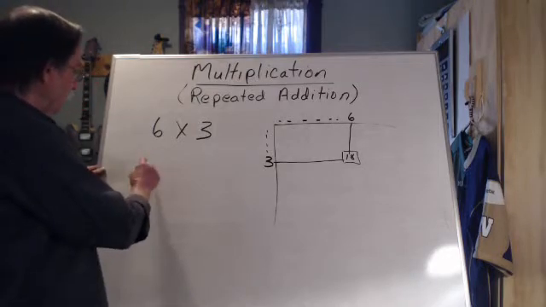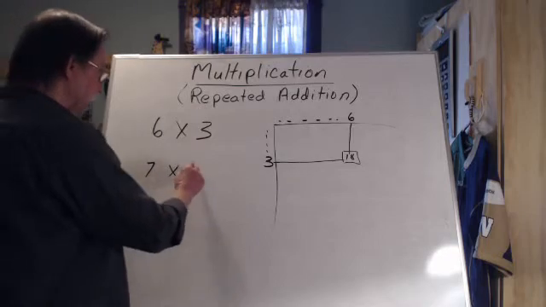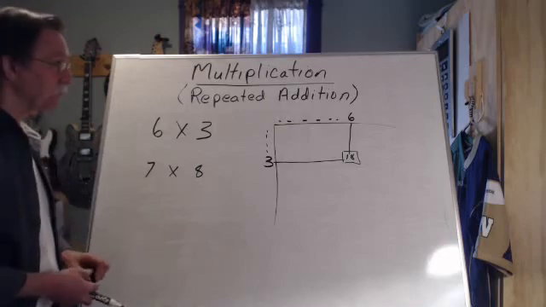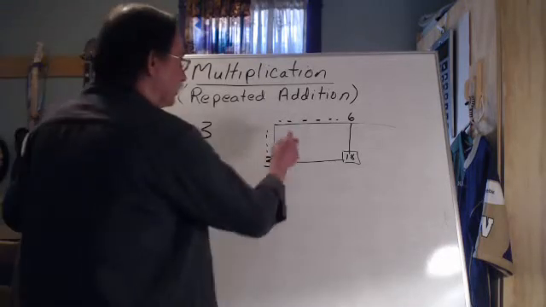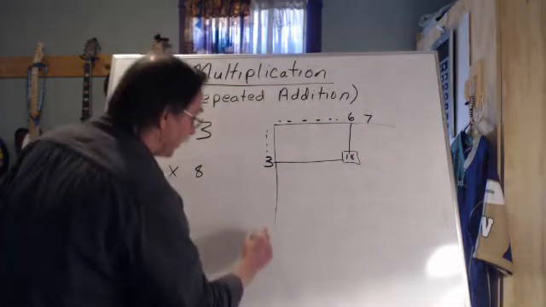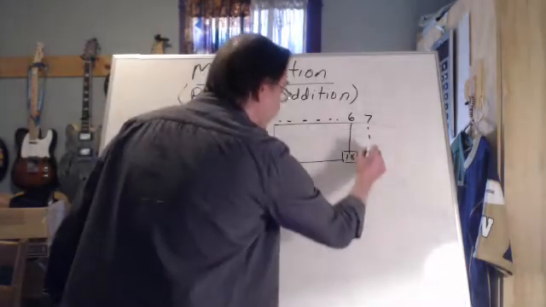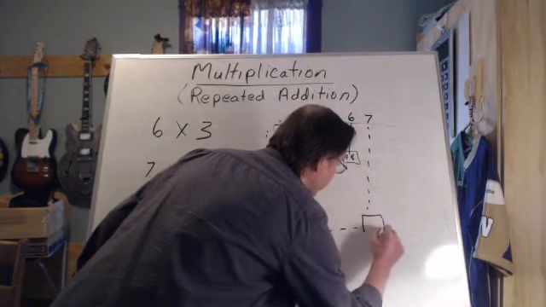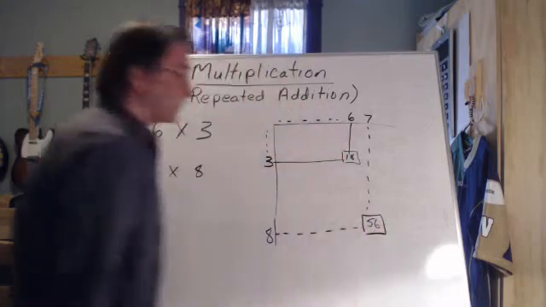All right, what about 7 times 8? That's a hard one for everybody. That's one of the last ones people learn. Well, we're going to go over here to the 7. We're going to go down here to the 8. And we're going to go down like this and across like this. And what number do you get to? You get 56.